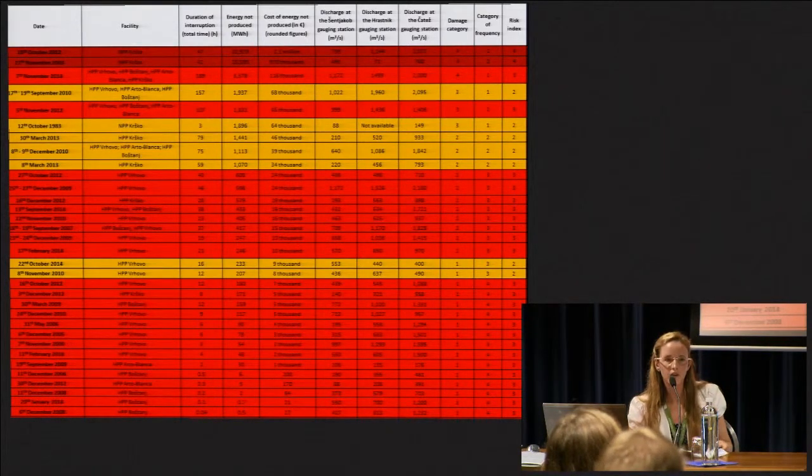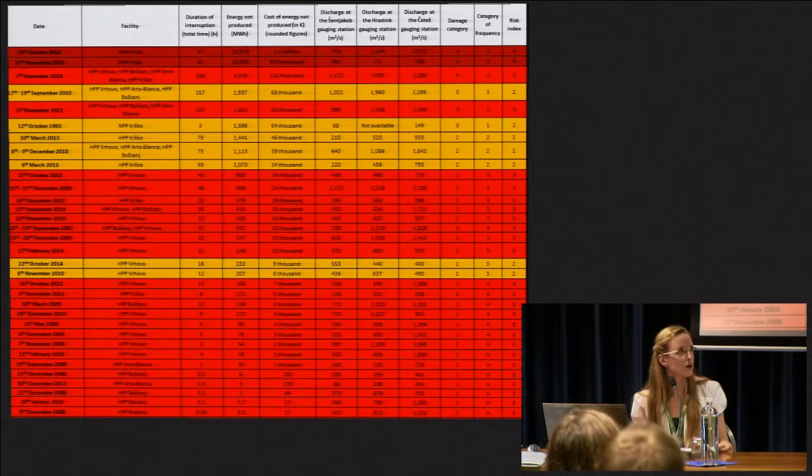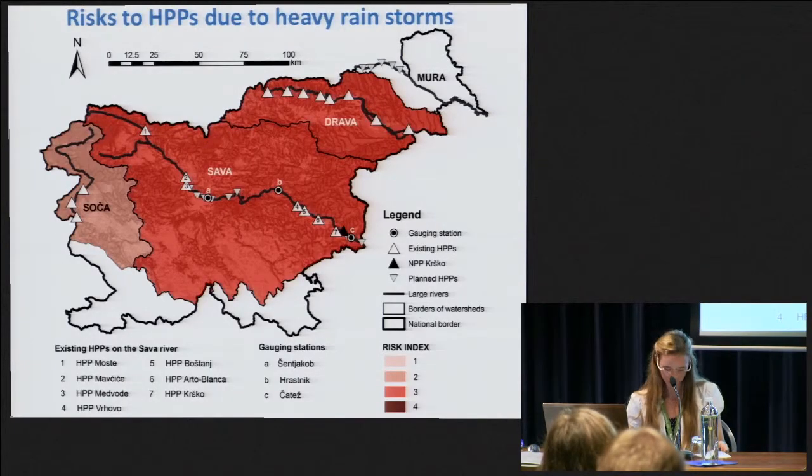A similar analysis was carried out for 2 other Slovenian rivers that have large hydroelectric power plants. These rivers are Soča and Drava. And risk indexes were calculated on the level of the whole watersheds. And then this map was overlaid with a map of potential of soil erosion, as is shown here. As you can see, damages due to interruptions of hydroelectric power plants would be lower on the Soča River than on Sava and Drava.